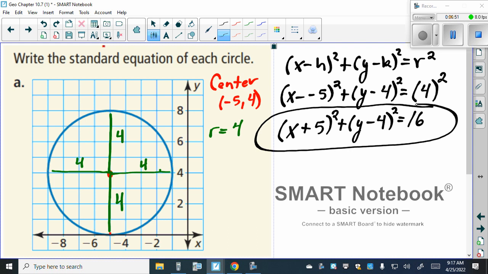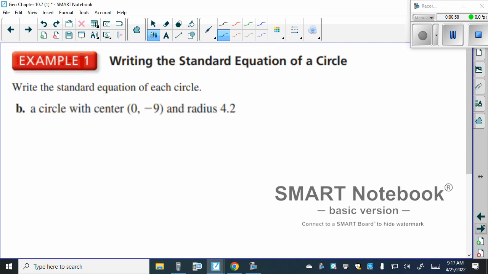Any questions on this here? Any questions on anything we've done so far? Let's look at the next one.